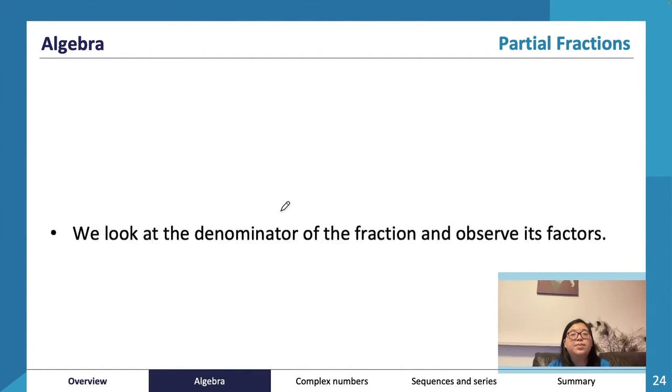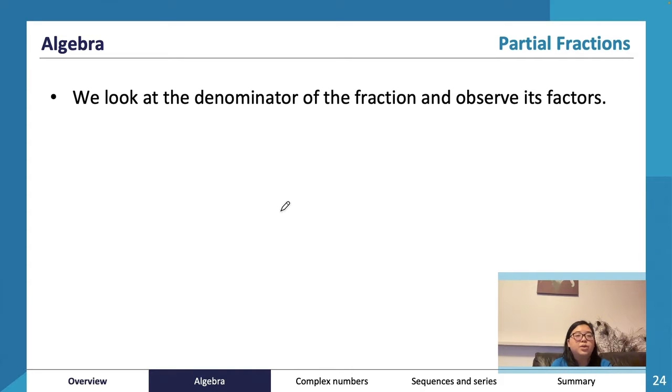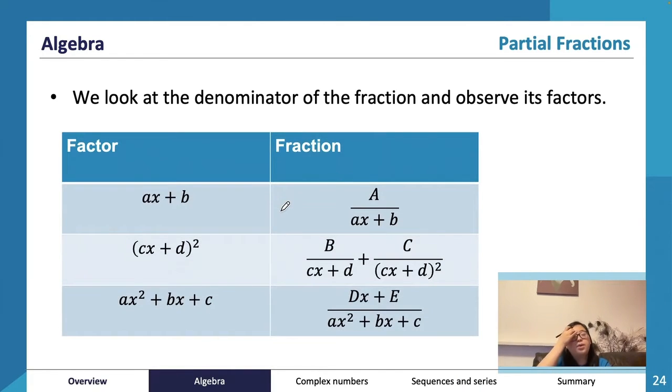So in terms of partial fractions, the first thing we need to do is look at the denominator and then look at the factors, right? We need to do a bit of long division or short division or synthetic division. We just need to do some sort of division to factorize the factors that we have. And then we can use these rules.